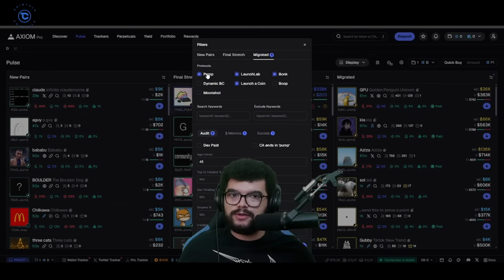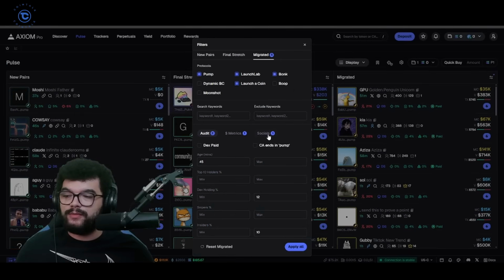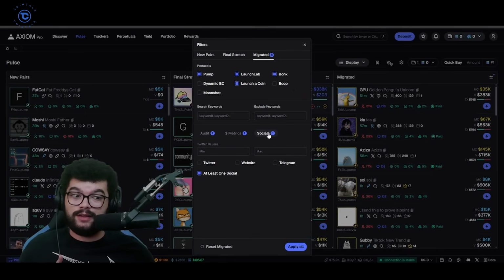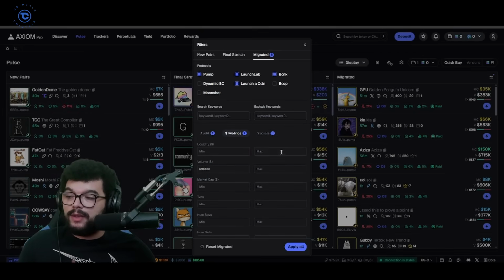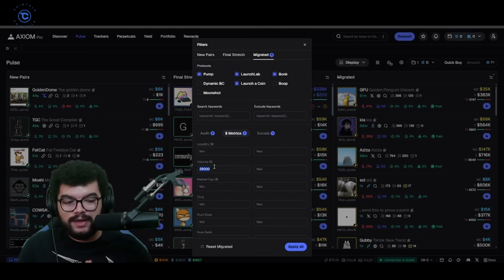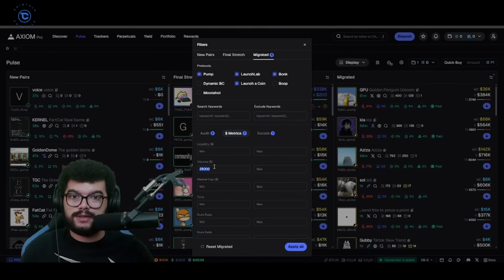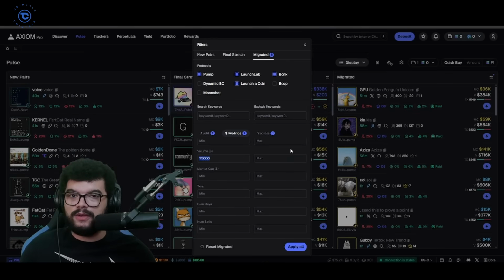Look, when it comes to protocols, you want Pump, you want Launch Lab, you want Bonk, and you want Launch a Coin as well. You don't need Dynamic, Moonshot, Boop. These are irrelevant for now. Then when it comes to socials, as I said in the beginning of the video, you want at least one social, because I mean, if the dev puts zero effort, why would you even try and trade the coin? Then when it comes to metrics, here on volume, see $25,000. So you eliminate all of these fake volume coins that will get you rugged. And that's the only thing you want when it comes to metrics.